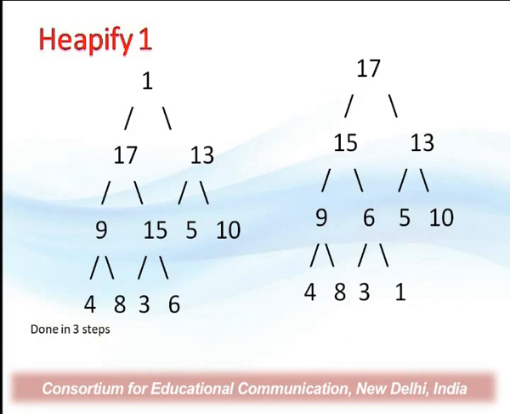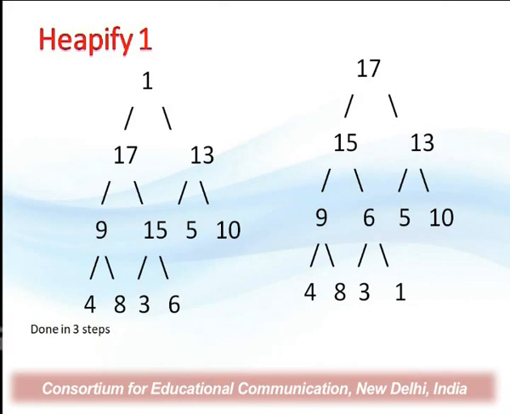That 1, when swapped with 17, is going to disturb the left subtree of the root. The left subtree of the root will become 1, 9, 15. Then we will swap it with 15. Then 1 will take the position of the current 15, and then 3 and 6 will be the left and right child of 1, the node 1.